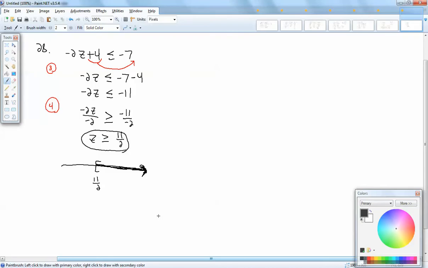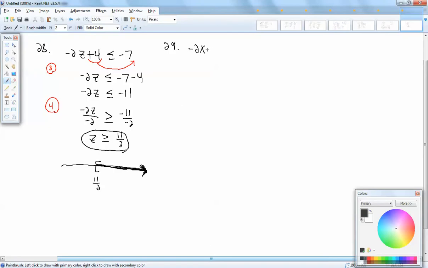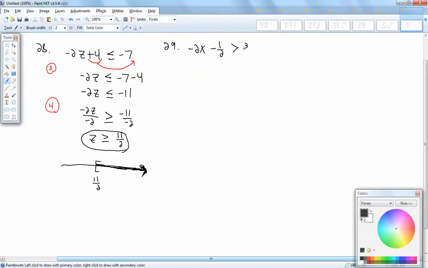Let's look at number 29. And we got negative 2x minus 1 half is greater than 3 halves. And again, I ignore all shortcuts. I like one set of steps that works 100% of the time. So we're going through our 4 steps for solving a linear inequality. First step, get rid of parentheses. Don't have any. Second step, get rid of fractions.